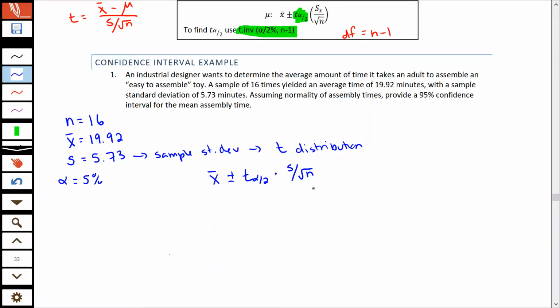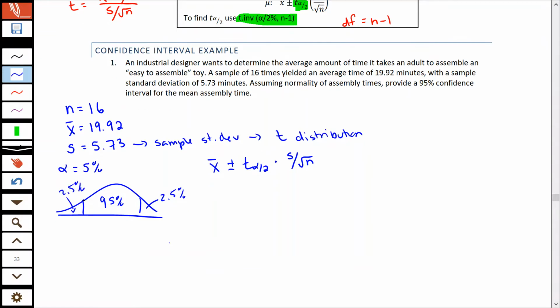So to find our T value, we want to recognize that with a 95% confidence interval, we're putting 95% in the middle. So that alpha of 5% is getting split into both tails, and because it's getting split, we know that the T value we are looking for is T of 2.5%, and our degrees of freedom, which is just our sample size minus 1, is then going to be 15.